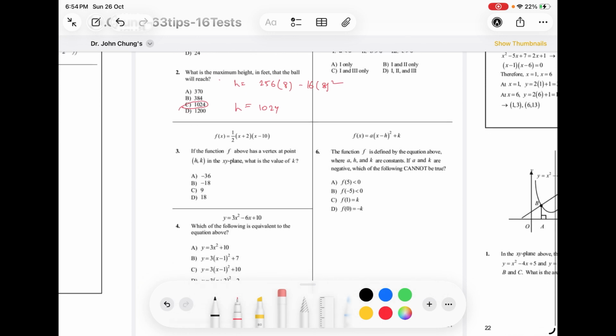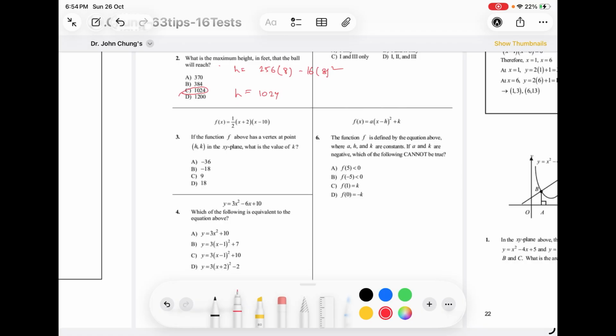Let us go to question number 3. f(x) equals half of (x plus 2) into (x minus 10). We need to find the y coordinate of the vertex. So here the roots are minus 2 and 10. So h will be equal to minus 2 plus 10 by 2. That is 8 by 2, which is 4. So k will be equal to half of (4 plus 2) into (4 minus 10). 4 plus 2 is 6. 4 minus 10 is minus 6. So it is minus 18. So option number B is the correct choice.